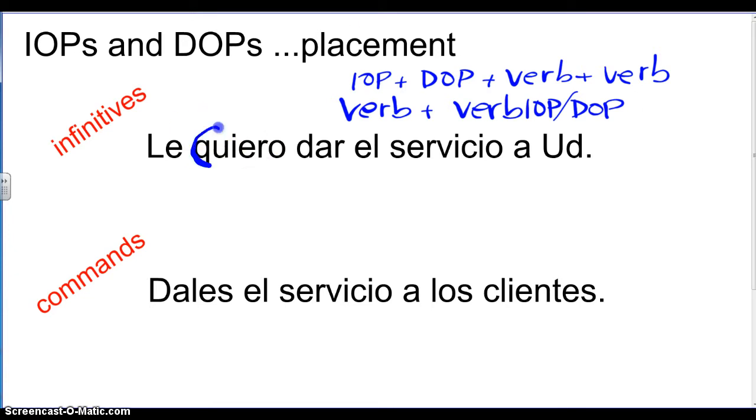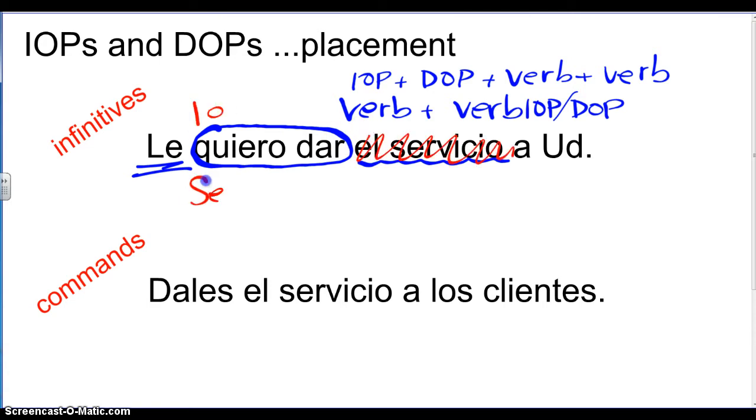The verb is quiero dar, both of these. What do I want to give you? I want to give you the service, so that's my direct object pronoun. Who do I want to give it to? I want to give it to you. That's where my le is there, and this is just clarifying who it's referring to. So I would replace el servicio with a lo. I can't say le lo, so it would become se lo quiero dar. Or another way to word it would be quiero dárselo.